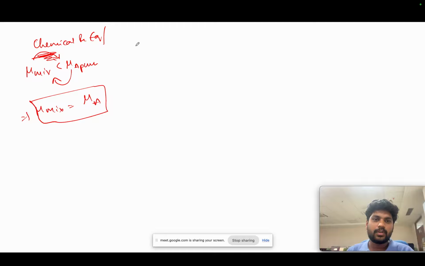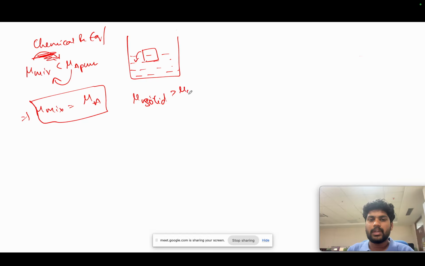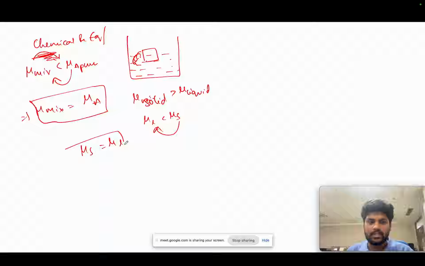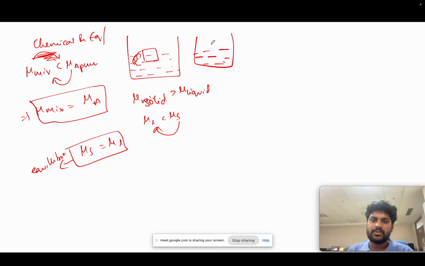A basic example of this: if I take a solid and liquid, the solid will get melted if mu of solid is greater than mu of liquid. The solid wants to go into the liquid shape, that's why it is getting melted. But if mu solid equals mu liquid, this is nothing but the equilibrium case, where there will be no transfer of phases between these two. So at equilibrium we say mu s equals mu l.